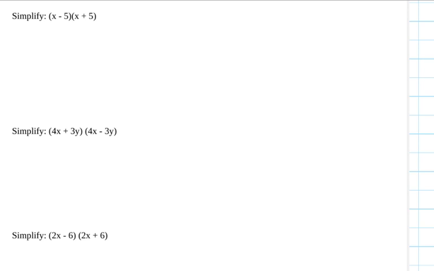So let's do some examples here. We have a difference times a sum. I recognize this as the difference of squares. Just to recap here, the difference of squares is if we take a sum times a difference, we end up with the difference of their squares, a squared minus b squared.